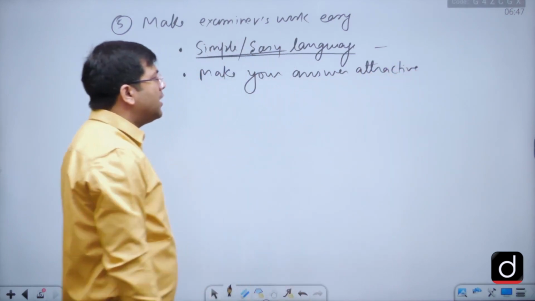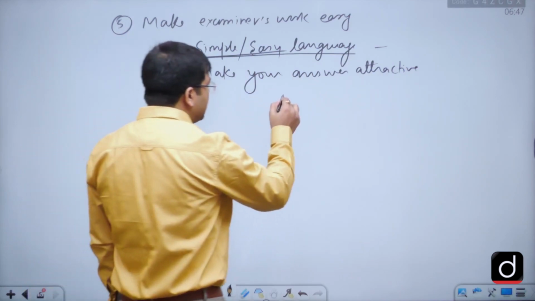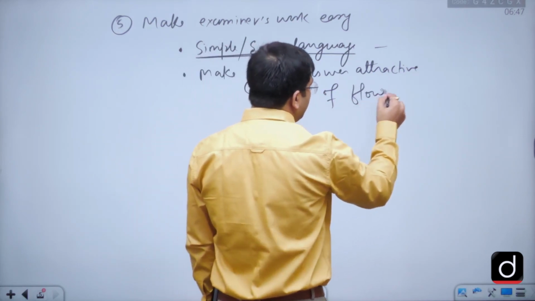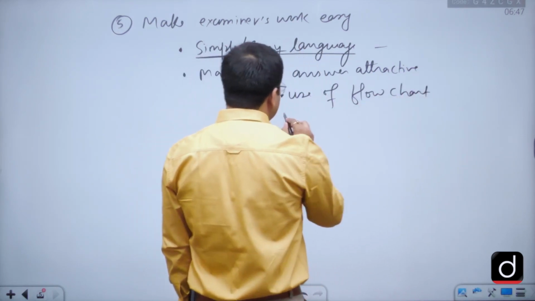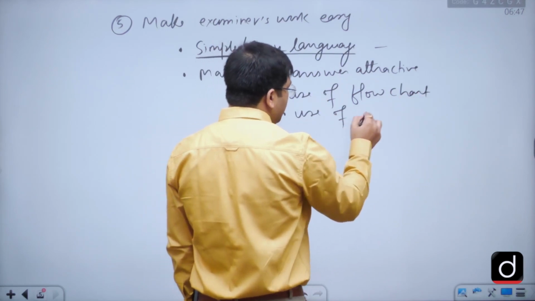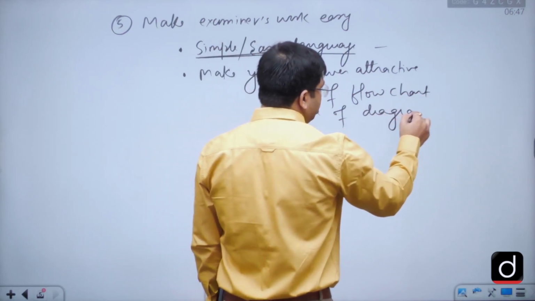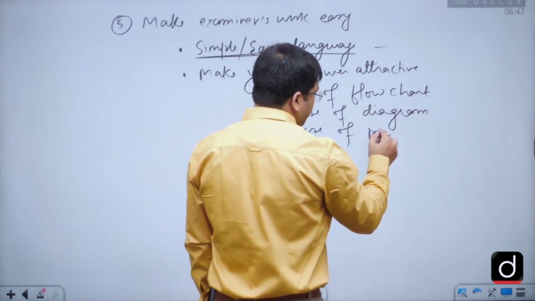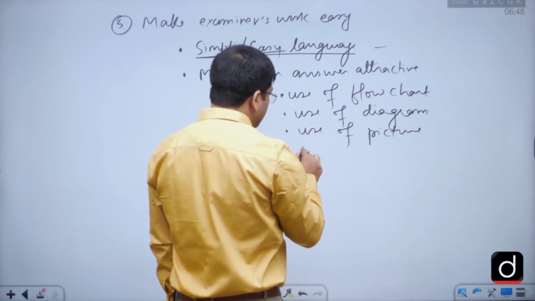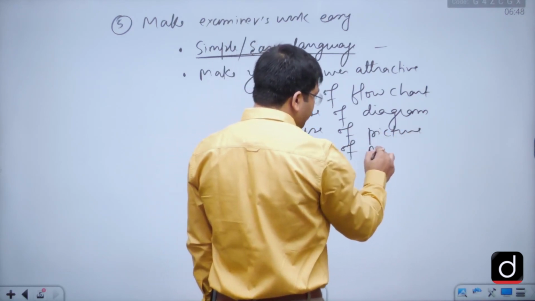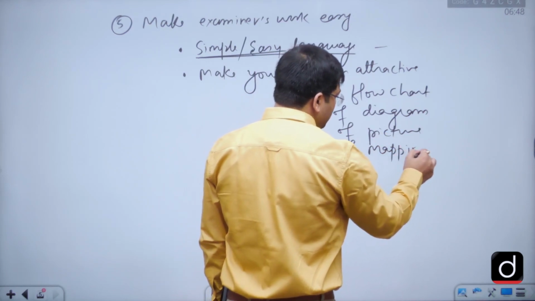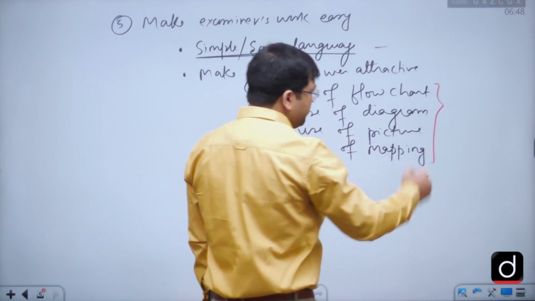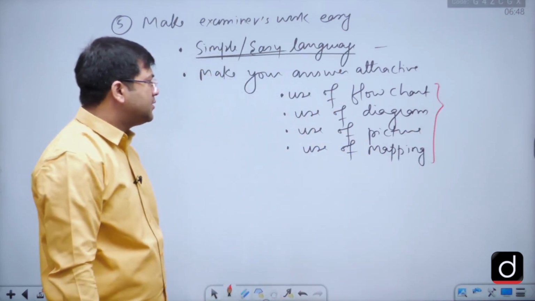You can make your answer attractive. Attractive means use of flowchart, use of diagram, use of picture, use of map, especially since we are talking about geography answers. So these things are very, very effective in scoring good marks.